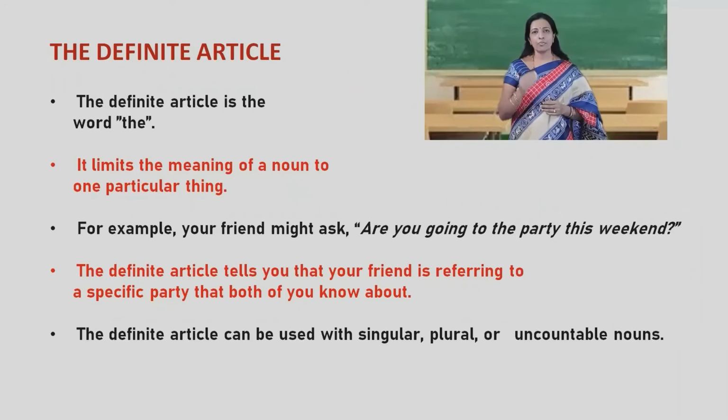For example, if your friend asks you, "Are you going to the party this weekend?" Now, the article the has been used before the noun party. So, here, when he has used the article the, this means he is talking about a specific party and not just any party. That is why the definite article the always makes the noun specific and particular. It can be used generally with both singular, plural, and uncountable nouns.